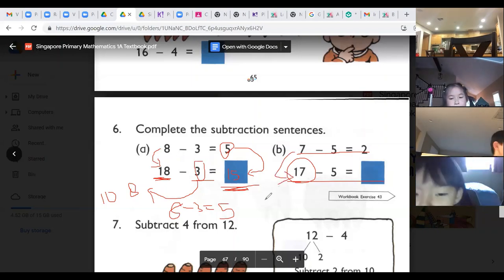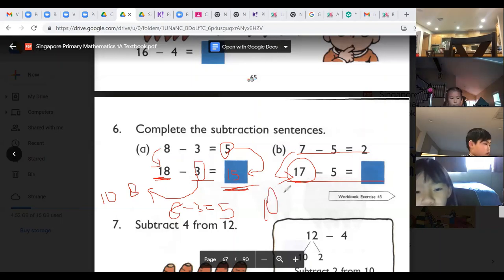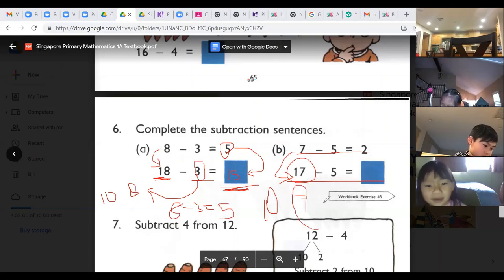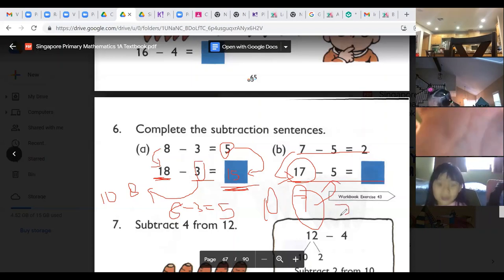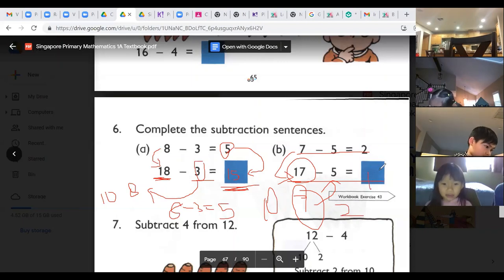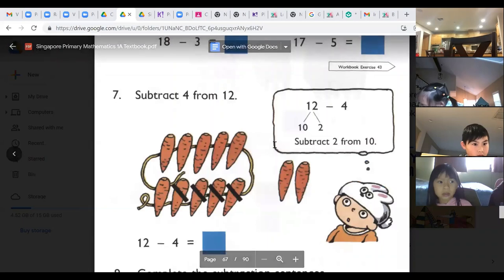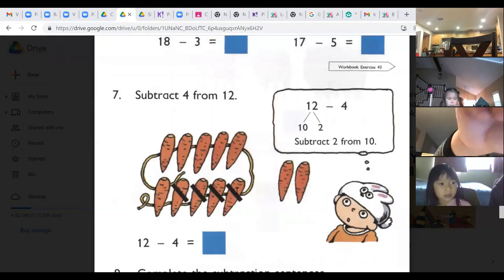Okay, so we can see that just like this problem, if we add 10, we can make a number pair with 10 in it. So a number pair with 10 in it that makes 17 is 10 and 7. And so we can just take this part and subtract it with the 5. So 7 minus 5 is 2. So really, this problem is 10 plus 2, which is 12. But I think you had kind of the right idea. Okay. Gordon, did you want to try this?